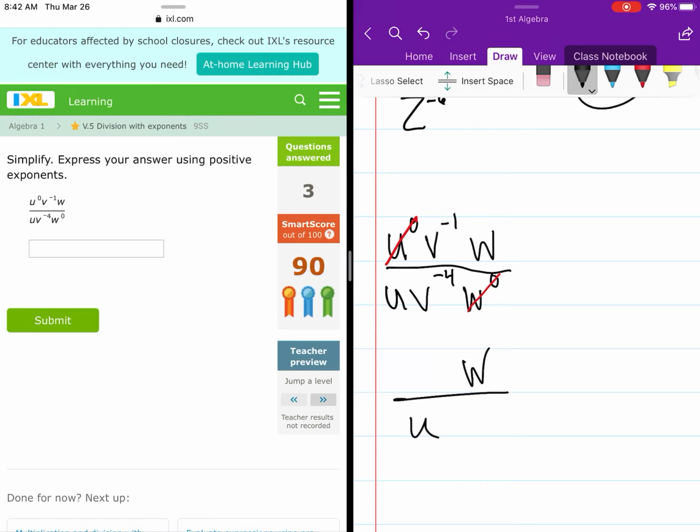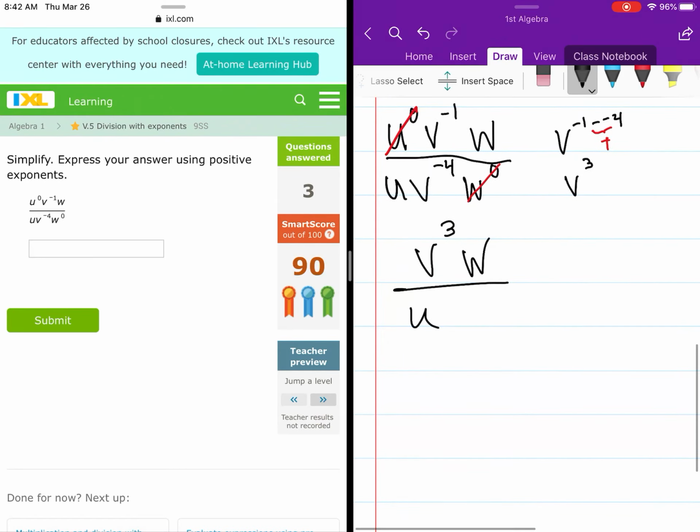Now the V. So we have V^(-1) minus negative 4. Remember that two negatives become a positive. So we have a positive 4, and then we take 1 away from that. So 4 minus 1, V^3. Because it ends up being positive, it's going to stay in the top with the other variable. So then that will be my final answer there.